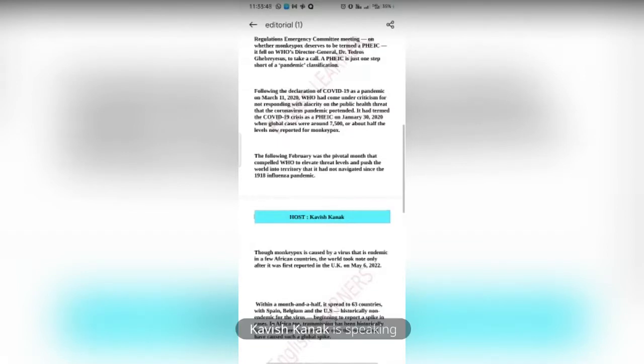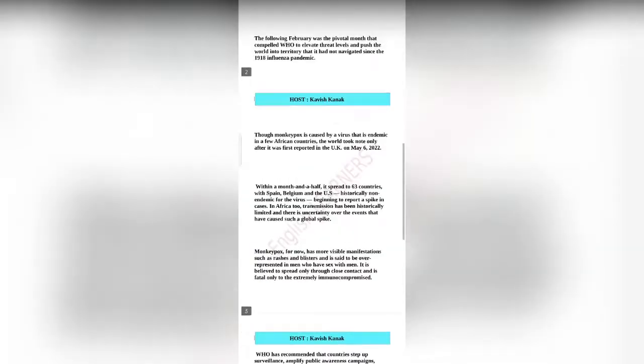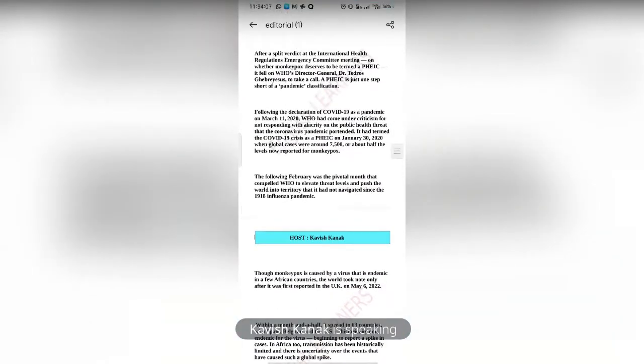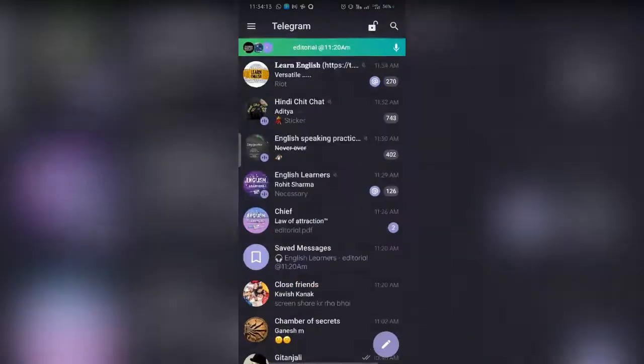They also have to make it very clear that if a pandemic situation is being created, they have to actively release the information to the public. There is also a small piece of data shared: on the 13th January 2020, the number of people infected with COVID was 7,500. And in this case, when it has been declared a public health emergency, the cases are around 14,500, which is approximately double, the monkeypox cases.